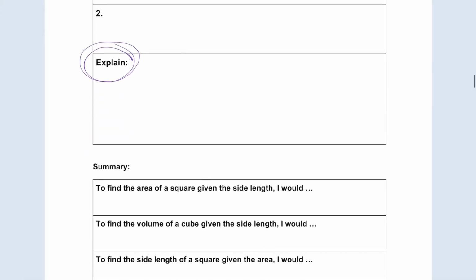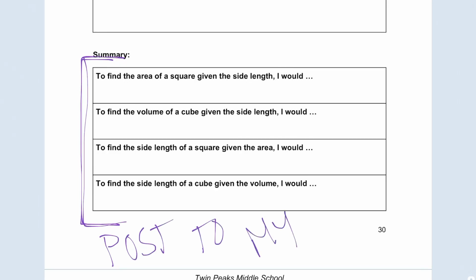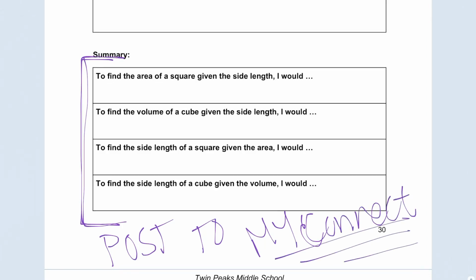Now, the last thing that you're going to do is answer this summary. Answer all 4 parts, and then once you answer all 4 parts, you're going to post to my Connect. Do not forget this. I'm putting this in my video because, believe it or not, some of you have forgotten to do this. It will be an assignment on the MyConnect calendar. So please, please, please, when you finish this lesson, post a picture of this part of your workbook.